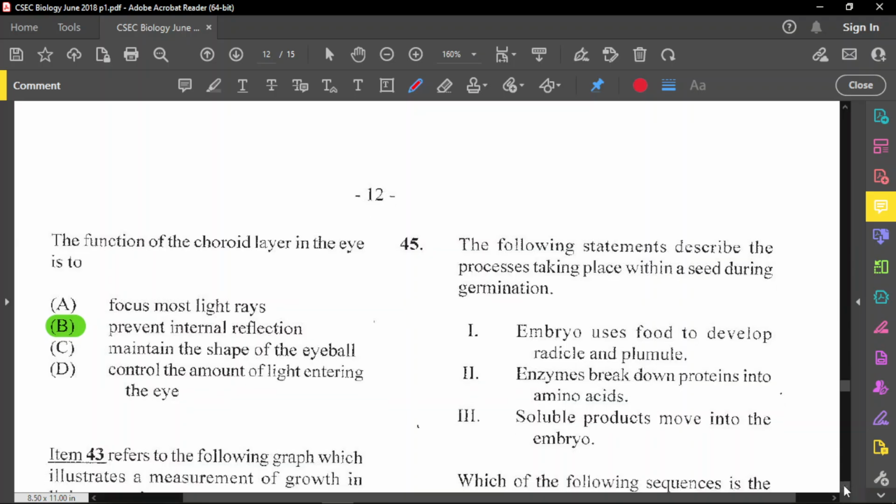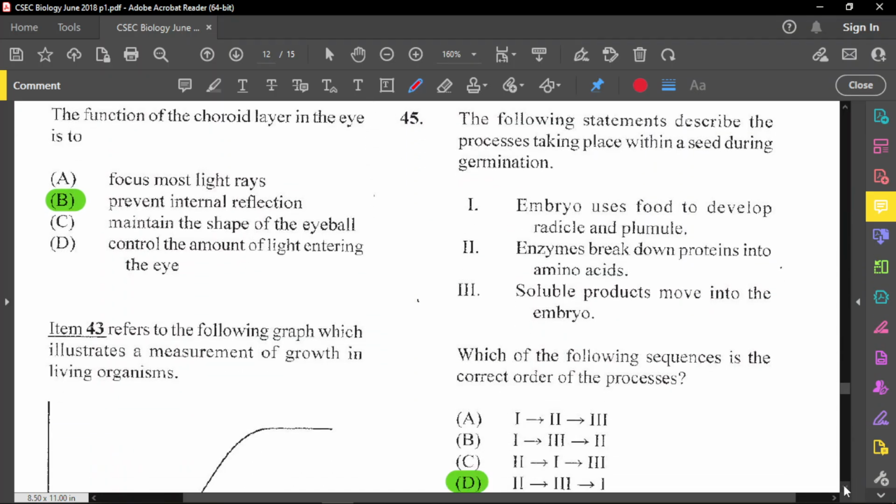All right, and then enzymes break down the protein into amino acids. And I just want to make a note that it is not only protein being broken down, starch is also broken down into glucose as well. And of course, fats will break down into fatty acids and glycerol. As a matter of fact, all the stored food will be broken down into simple nutrients that can be absorbed.